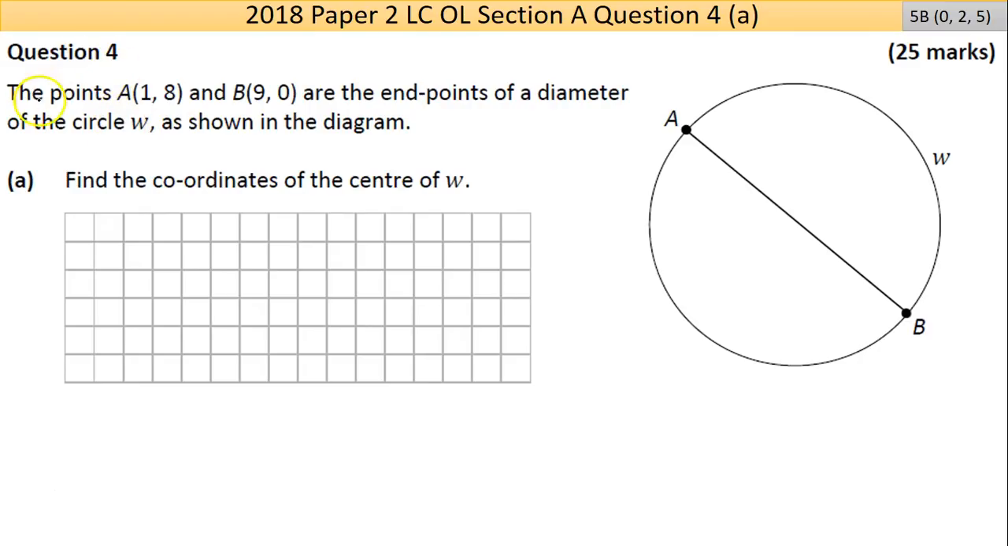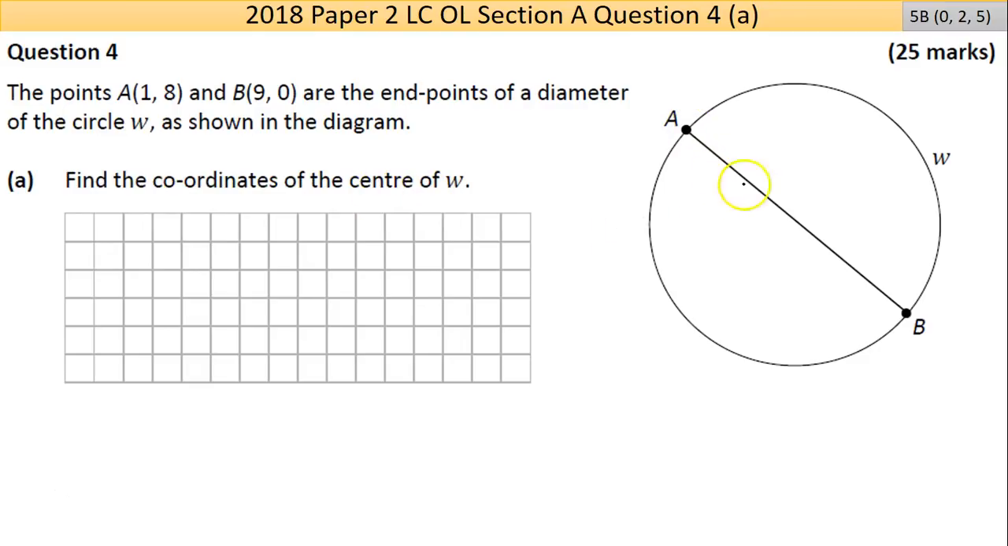So question 4 here, we have a circle. It looks like a quarter geometry question. The points A, 1 on the x, 8 on the y, and the point B, 9 on the x, 0 on the y, are the endpoints of a diameter of the circle W as shown in the diagram. So we have our points A and B, and we have the circle labeled W. Part A then says, find the coordinates of the center of W.